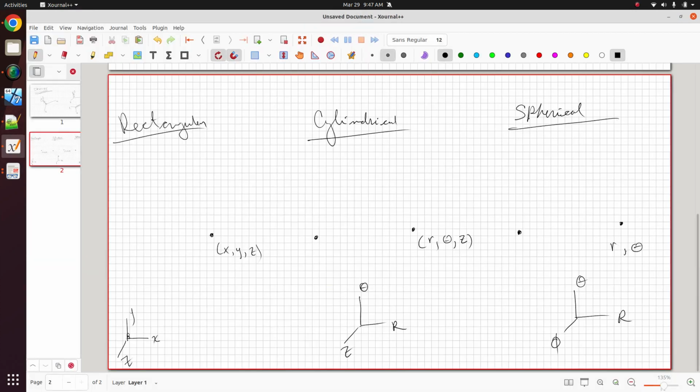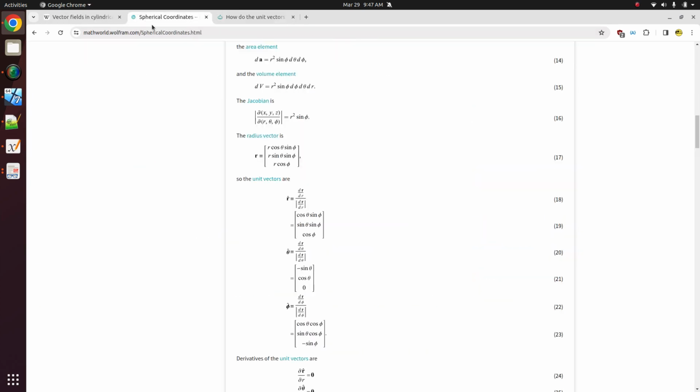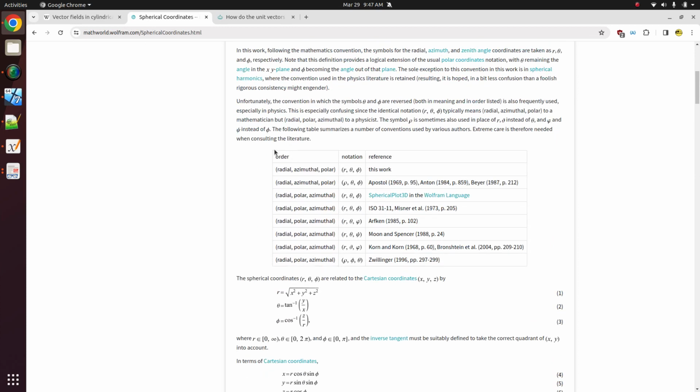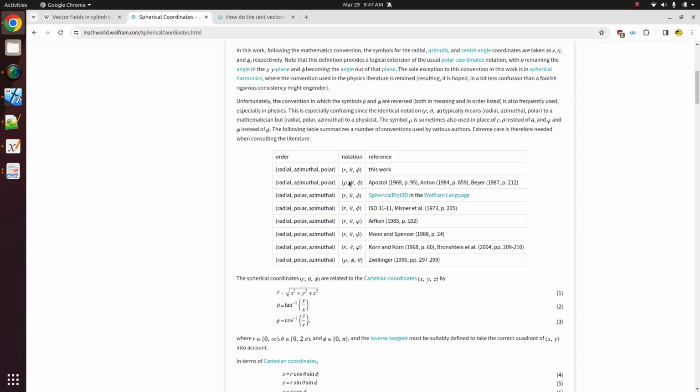So we'll go ahead and write radius, theta, and phi. When you look online for more information on the spherical coordinate system, be very careful, because as you see in this table, different communities will describe this coordinate system a little differently.